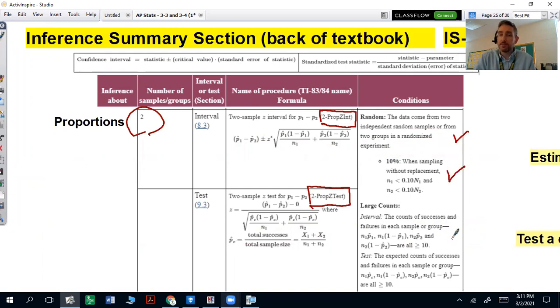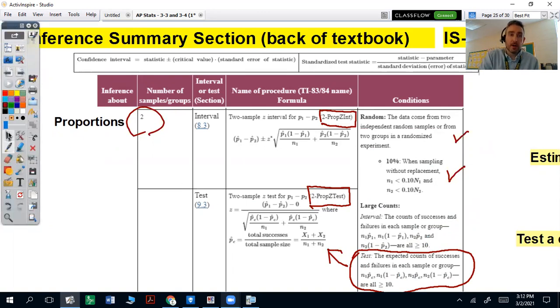And for the large counts, you've got to be careful because for intervals, we just use the sample proportions because we don't assume in an interval that they're equal. But in a test, we use the pooled proportion. So remember for a test, there's that p-hat c. We did that in the last unit, but it's worth mentioning now because we've got to be very careful about our output values when we run these in the calculator.